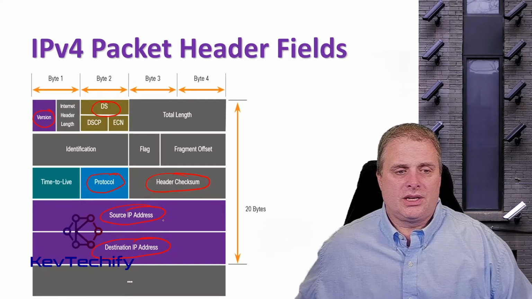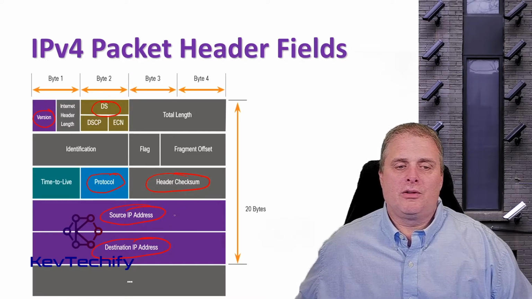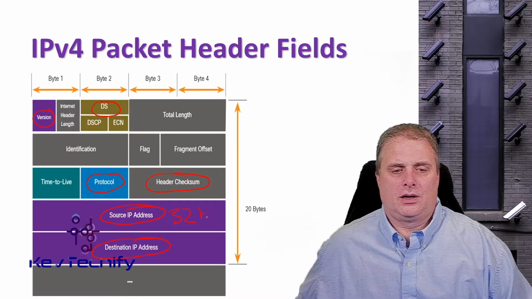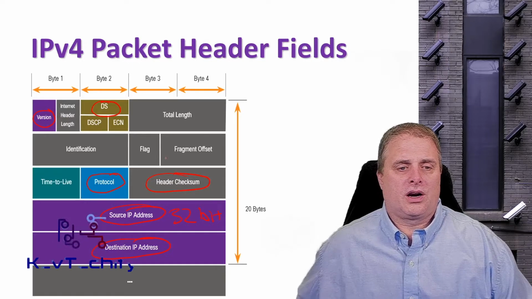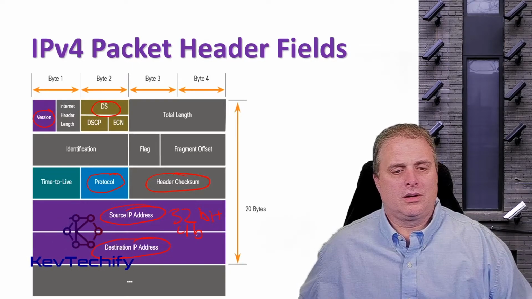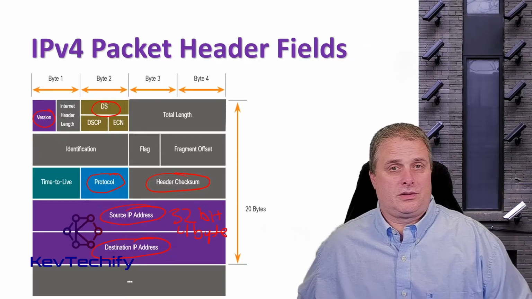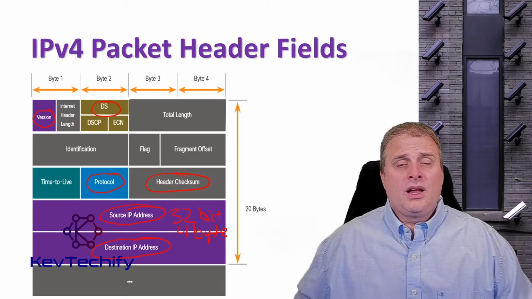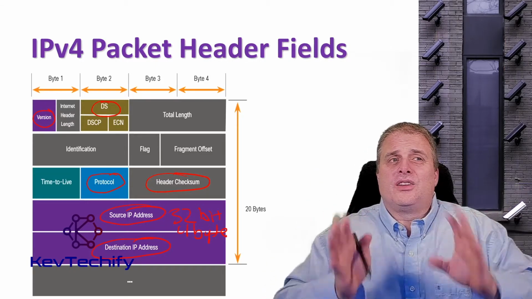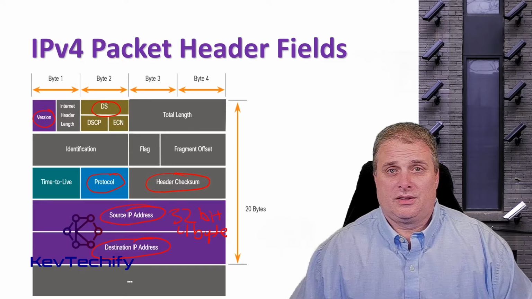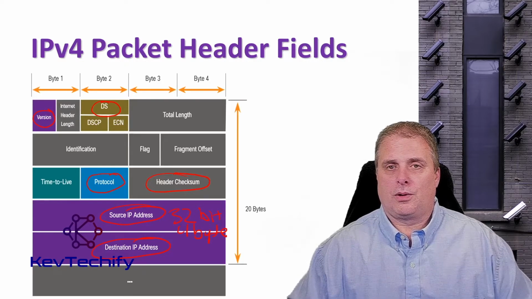And then the source and destination IP address, once again, remember, these are 32 bits, both of these, which are 4 bytes long, like we talked about in the previous episodes. And those, like I said, are the two most important fields here in this IPv4 packet header.